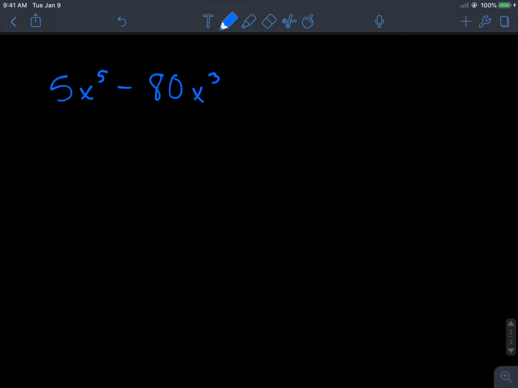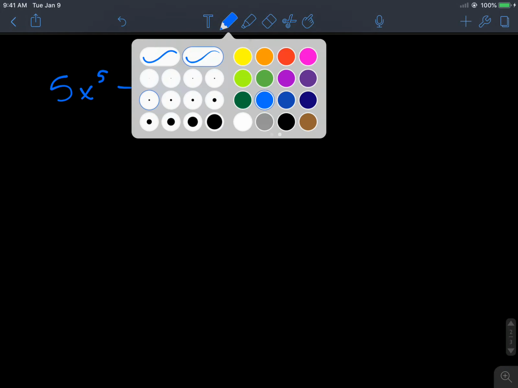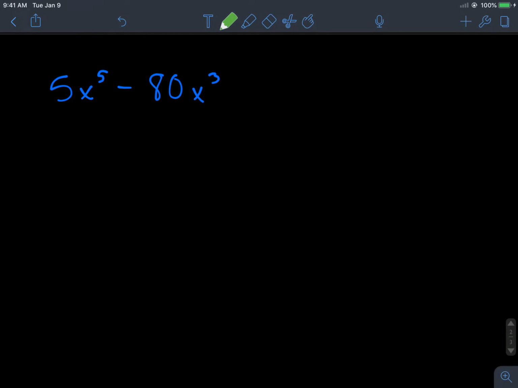Moving on to that next example, 5x to the 5th minus 80x cubed. Well, it's easy to see that we have an x cubed in each of those terms that we would be able to factor out. But in our constants, what's the greatest common factor of 5 and 80? Well, we could also take out a 5.